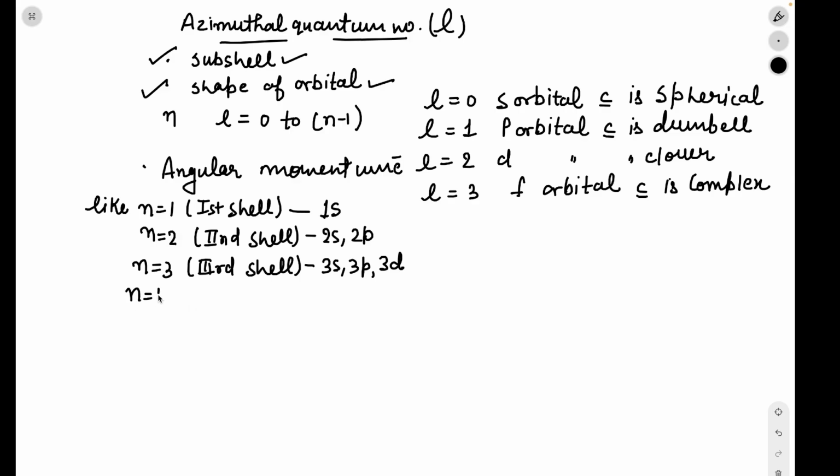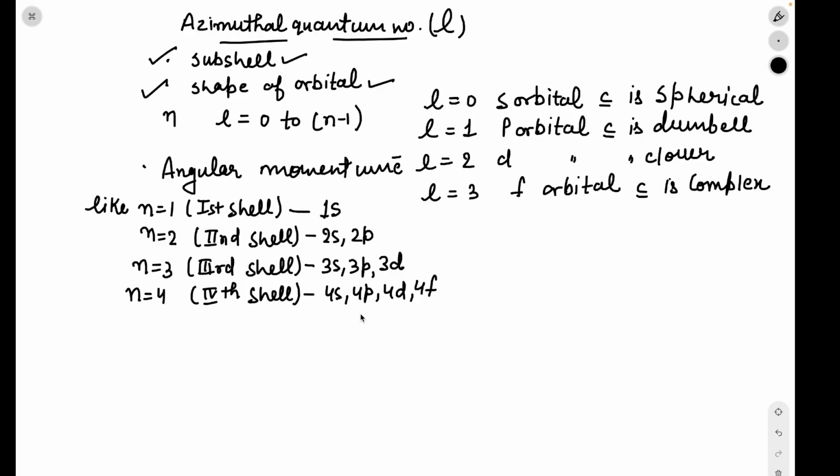And for n is equal to 4, that is for fourth shell, there are four types of flats: 4s, 4p, 4d and 4f. So basically it tells us what kind of flat the electron is staying in and what shape it has.